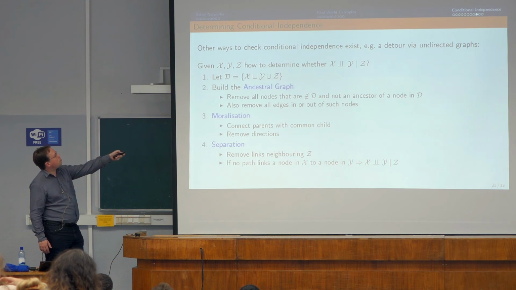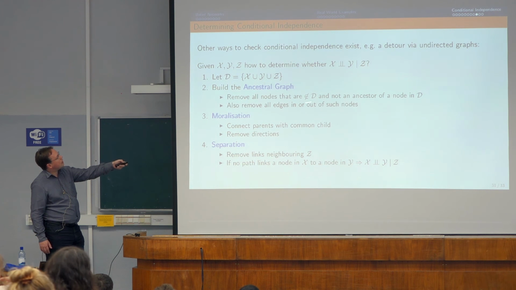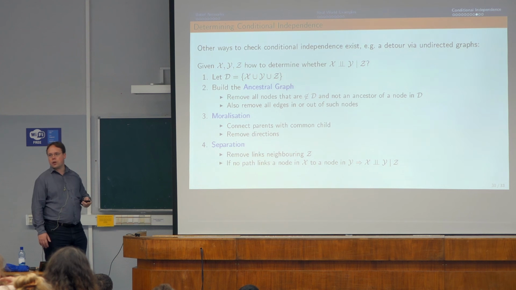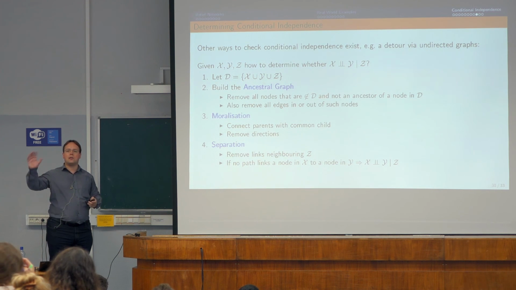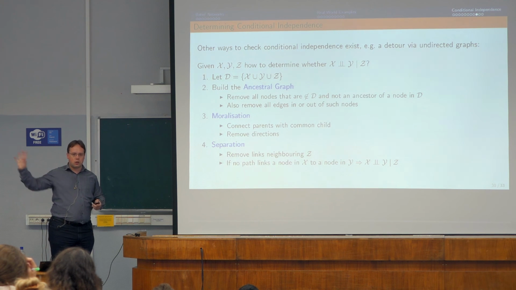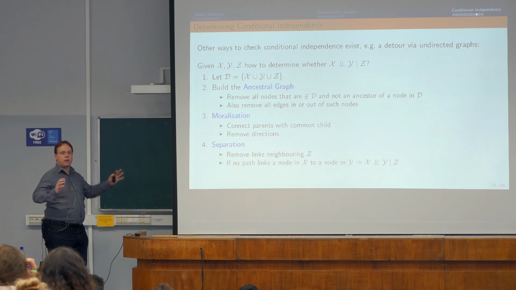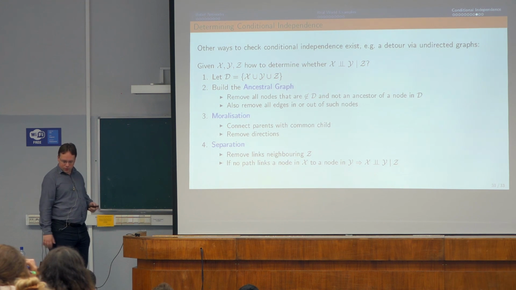steps. First, you build a so-called ancestral graph. That means you remove all nodes that are not of your current interest and that are not ancestors of your current interest. So everything that is far away and doesn't really correspond to what you care about, you can already discard, including all edges. So you just shrink the graph to only care about the stuff that is relevant to you.